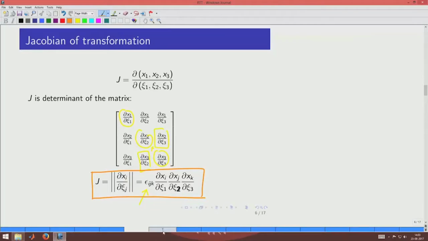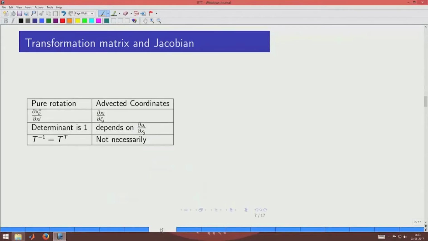and it depends upon the velocity gradients. So, in summary, the difference between the coordinate transformation which we did for pure rotations earlier and the Jacobian which we have introduced now, the summary is here. We wrote these both in the same manner. Only thing is that the determinant of the transformation matrix for pure rotation is 1, whereas here it depends upon the velocity gradients.